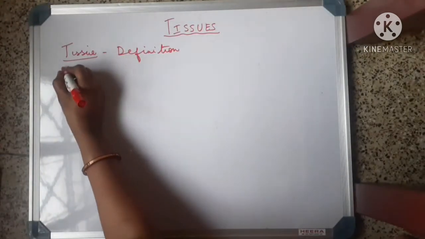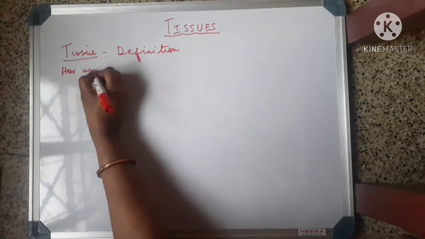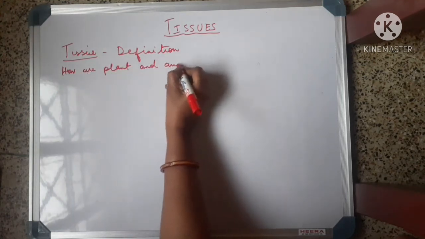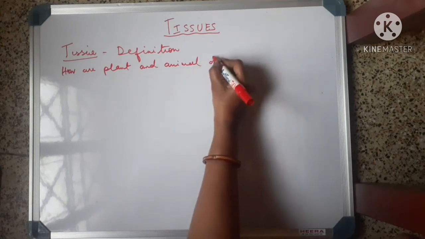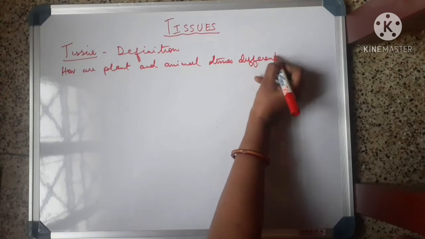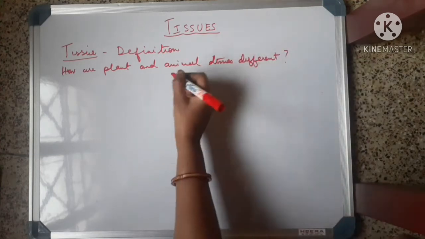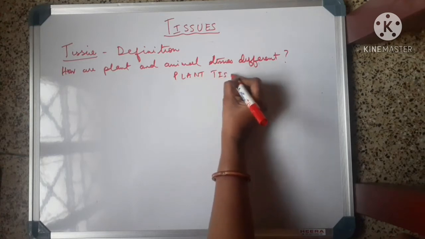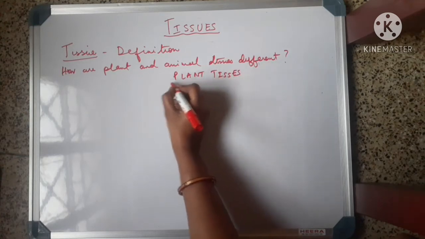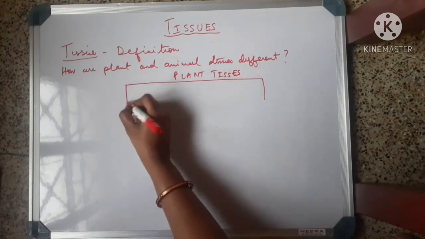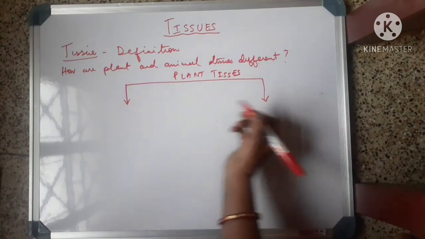Then how are plant and animal tissues different, or rather why are they different? We will be doing the reasons, and today we will be doing plant tissues. So you need to know the names of those tissues, and for each type of tissue you should know its structure, location, function and example.